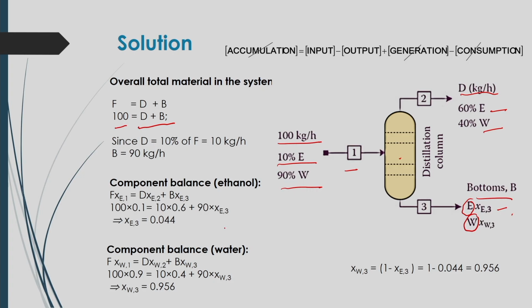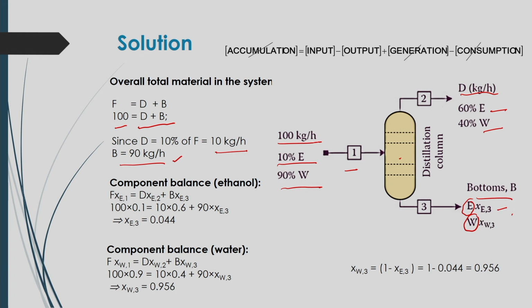Now since D is given as 10% of this feed, we can write D will be equal to 10 kg per hour. So B will be equal to, from this equation, F minus D, that will be coming 90 kg per hour. You can do the component material balance also, like this ethanol balance.